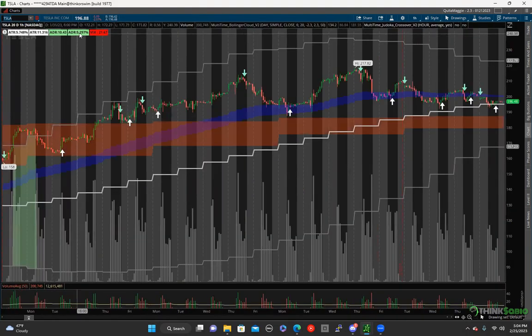Look at Tesla, it's like 5%. It's a $10 move up or down. I have VIX. I just want to keep an eye on VIX to see where things are.